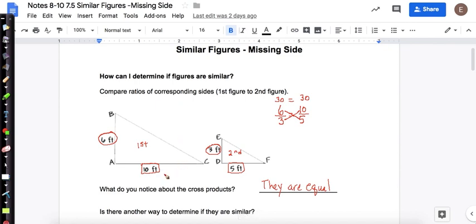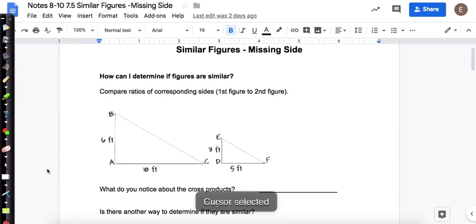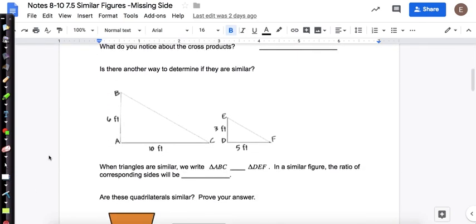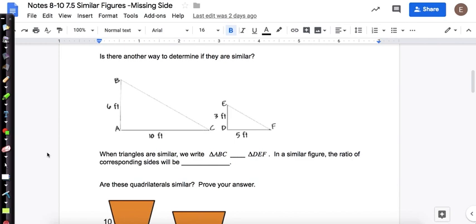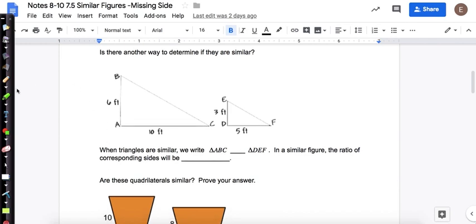Now, I could have also set this up as 10/5 equals 6/3. There are so many different ways of doing this. I could have also done second side over first side and second bottom over first bottom, and they still would have come out exactly the same. They still would be similar because their ratios would be equivalent. Okay, so is there another way to determine if they are similar rather than using corresponding sides? And the answer is yes, there is.